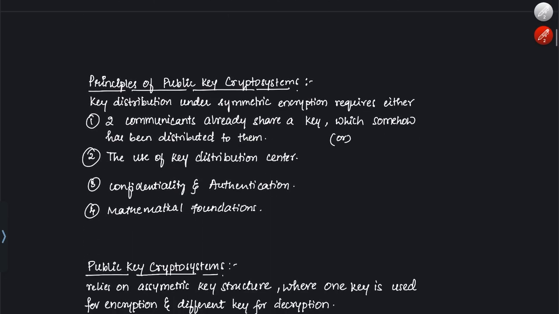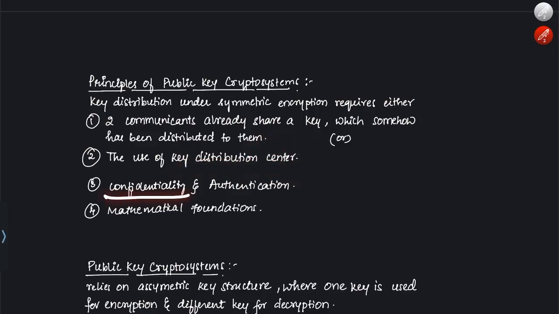Next, let's look into the principles. The first principle says that two communicants already share a key which somehow has been distributed to them, or the use of a key distribution center is taken.